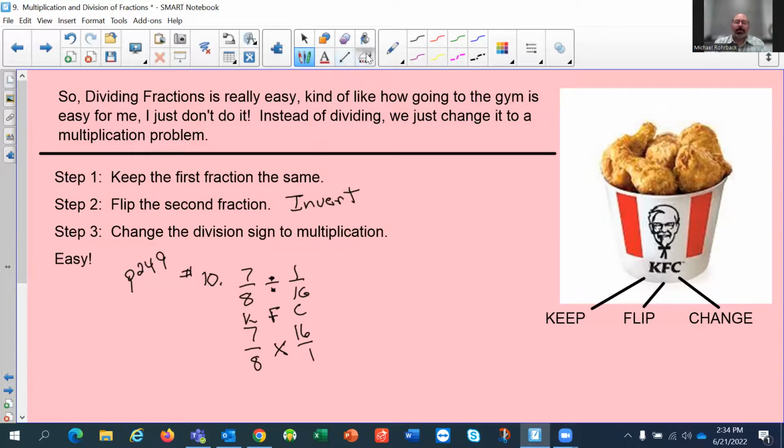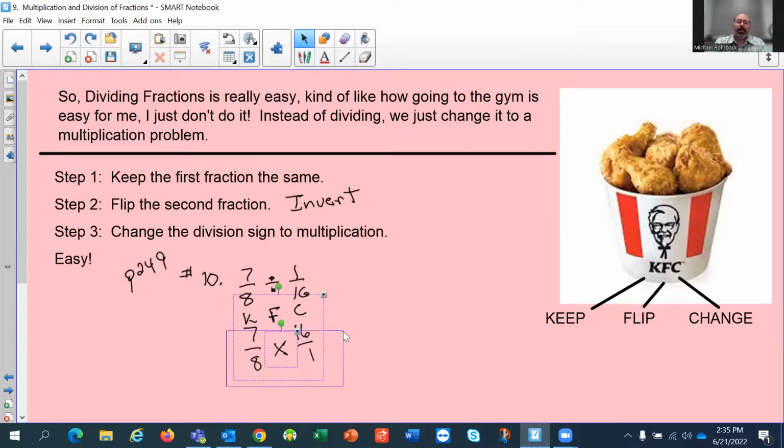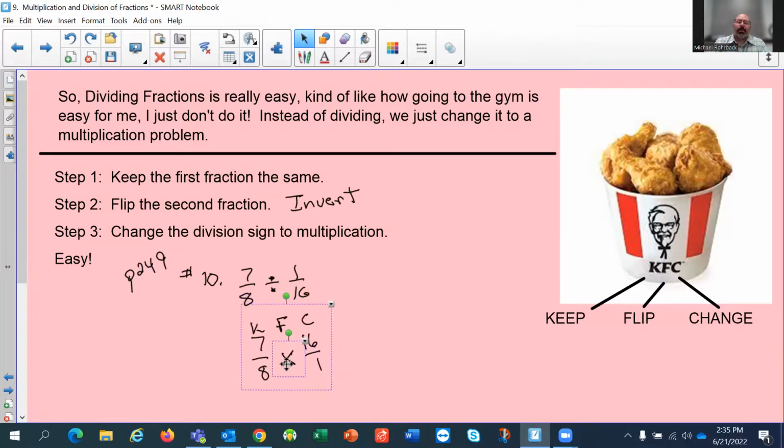Now that it's multiplication, I'm just going to go ahead and erase that. Maybe that wasn't a great idea. Let's put that back. Maybe I can grab it. Nope, that's with me forever now.